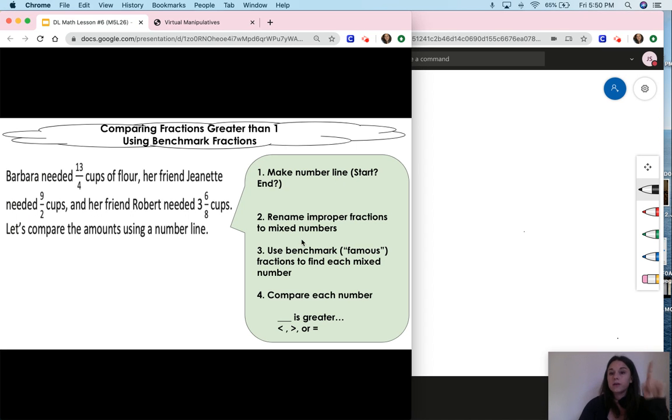Step 2, rename improper fractions to mixed numbers. On a number line, you can use either, really. We've done that many times in the past lessons. But for our use today in comparing, we're going to make them into mixed numbers. And then use benchmark fractions, which remember we always call famous fractions, to find each mixed number there on the number line. Then compare each. Say things like blank is greater than. Eventually we'll use the greater than or less than symbols in the next part. Maybe you might even find some equal to.